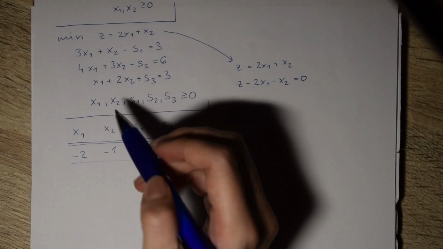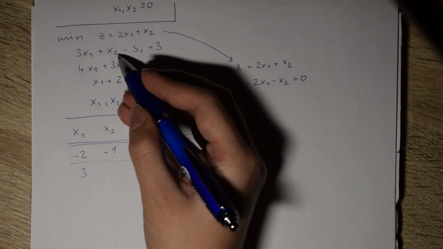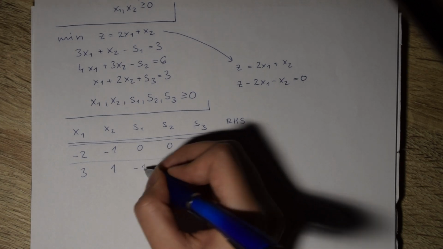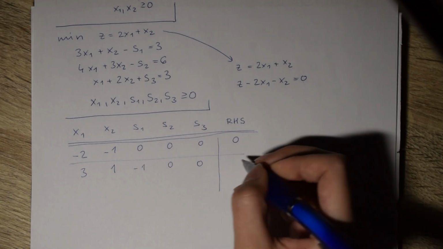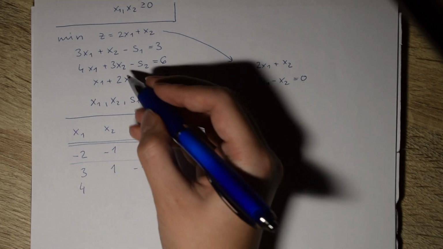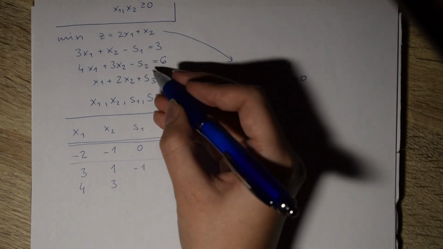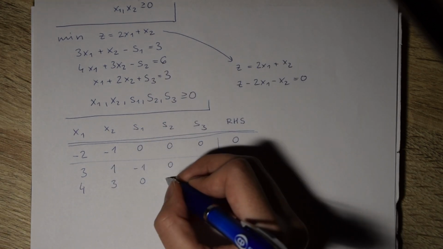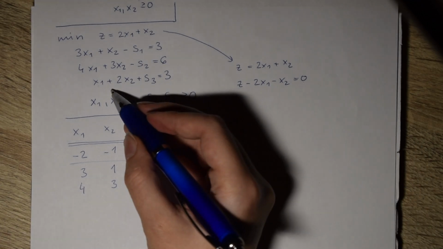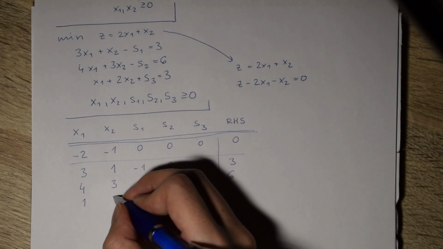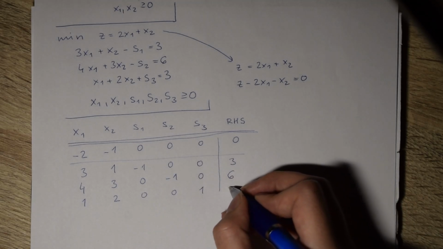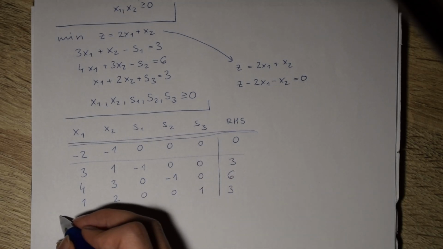Same we do in other equations. x1 is 3, x2 is 1, s1 is minus 1, s2 and s3 are 0 and RHS is 3. Next equation: x1 is 4, x2 is 3, s2 is minus 1 and RHS is 6. And in the last one we have 1, 2, 0, 0, 1, and 3.